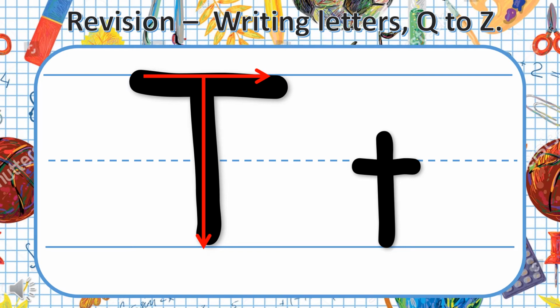Alright, now let's take our pencils. You're going to put it just above the middle line, and you're going to draw a straight line down to the bottom line. Lift your pencil and put it on the middle line and draw a straight line going across your first one. Almost looks like a plus sign, don't you think?